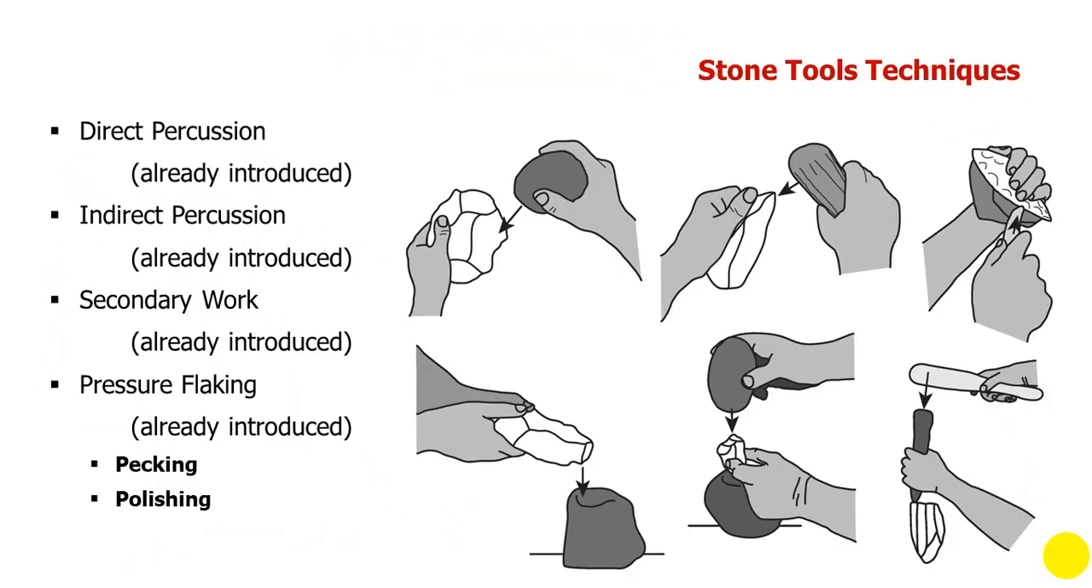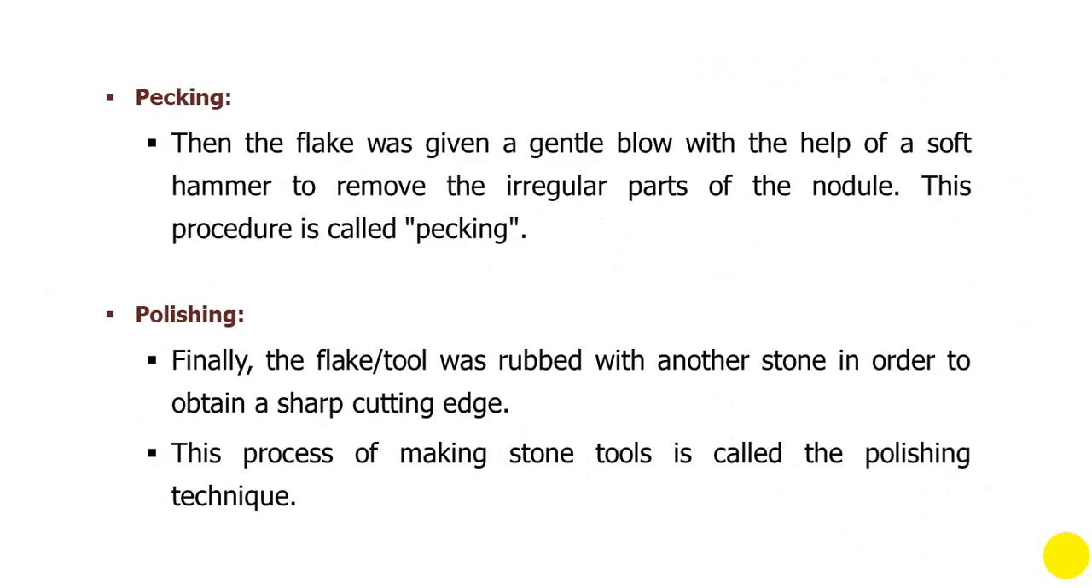Stone tool technology of this period. Some of the previous stone tool technologies continued in this period: direct percussion, indirect secondary work, and pressure flaking. All these techniques were introduced earlier. The new ones are picking and polishing.